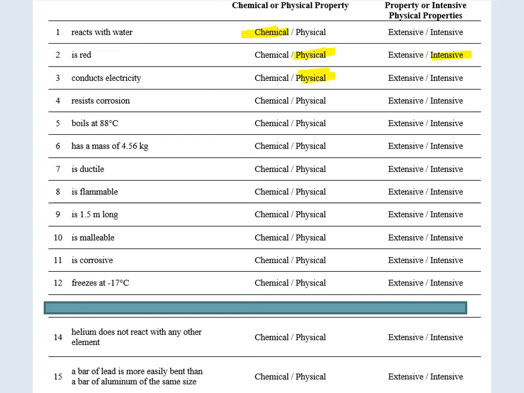Conducting electricity is actually a physical change. Think about your light bulbs. They're not permanently changed every time they conduct electricity. And that is an intensive property because small pieces of metal can conduct electricity. Big pieces can too. Same with copper.